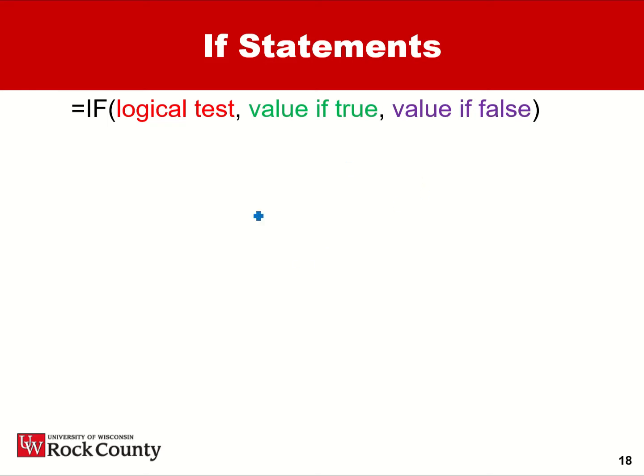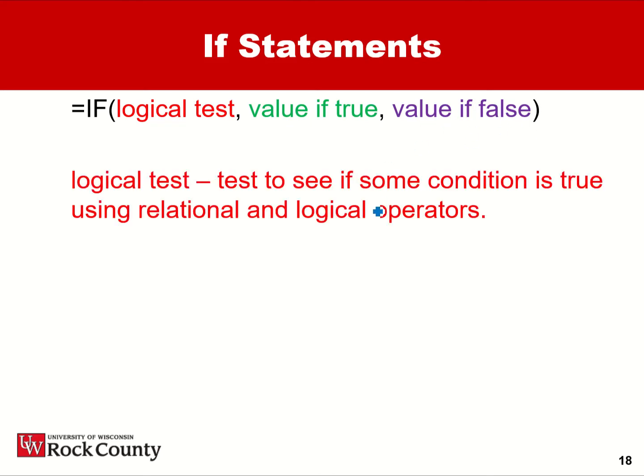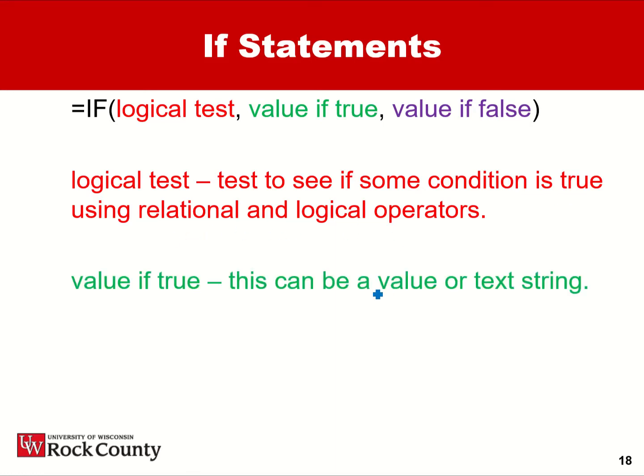In Excel, this is how we set up our if statement. So if we say if, we have some logical test. That logical test is our relational operators or logical operators combined with our relational operators. And if that test is true, we will do something. We'll set some value if it's true, and some value if it is false. So the logical test is to see if some condition is true using relational logical operators. And then the green is always if it's true. So after that comma, the next part is the green part, which is the true part.